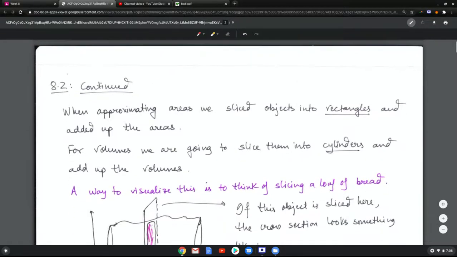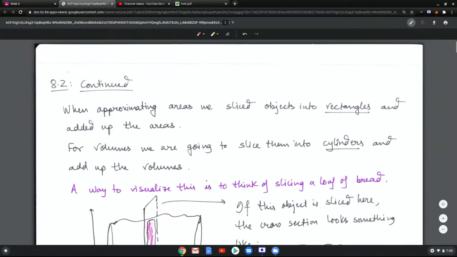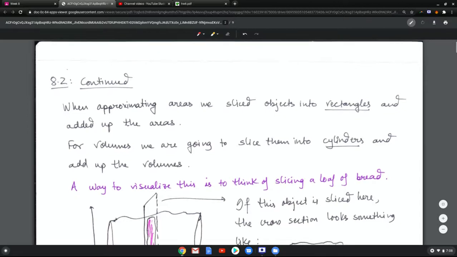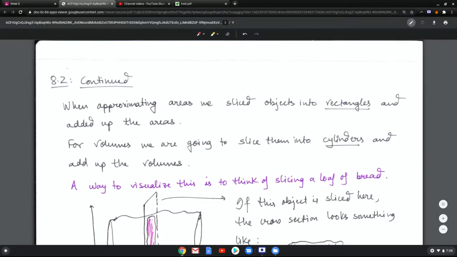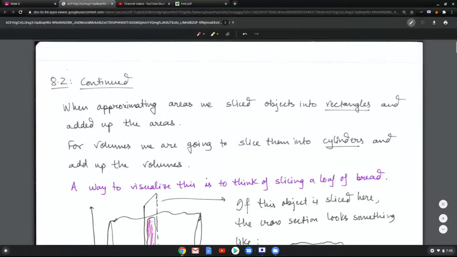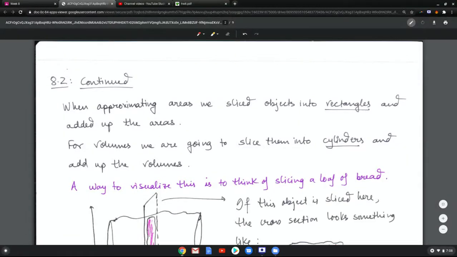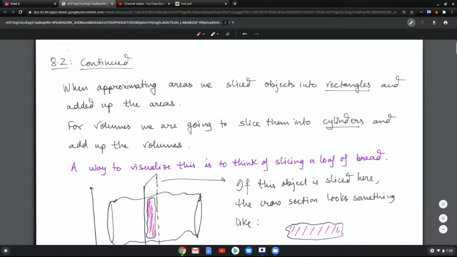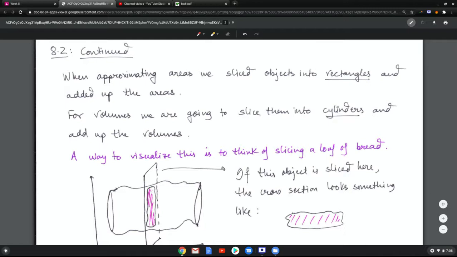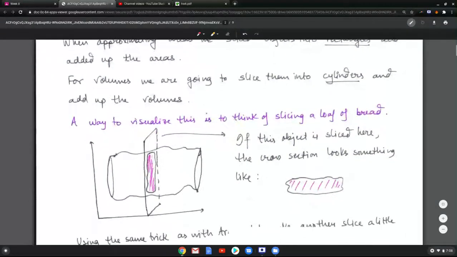Now recall that when we approximated areas, we sliced objects into rectangles and we added up the areas, and that was called the Riemann sum, and it came out to be equal to the integration or antiderivative. For volumes, we're going to slice them into cylinders and add up the volumes because the volume of a cylinder is easy to find. One way to visualize how this happens is think of slicing a loaf of bread.